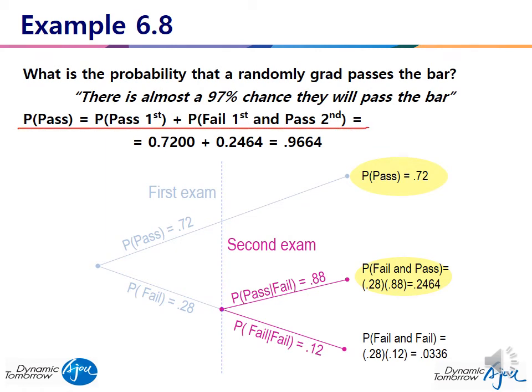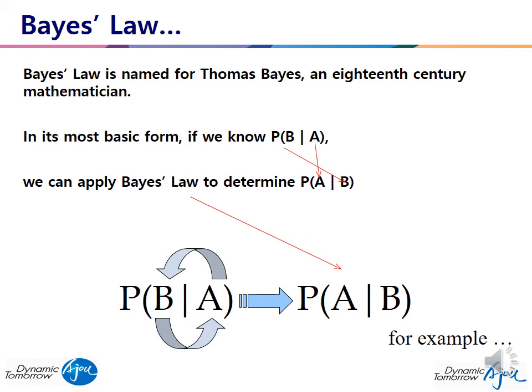So the answer is probability of pass is equal to probability of passing the first time plus probability of failing first time and passing second. Then it is 0.7 plus 0.2464. As I said before, it is equal to 0.9664. That's the answer. Let's move to Bayes' law.